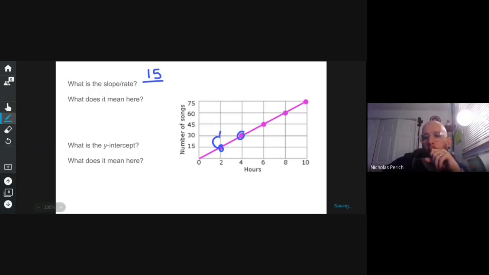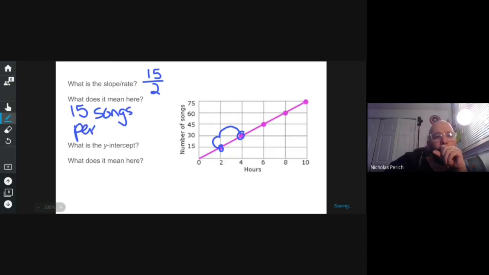When I go over 1 block, I go over 2 hours. So 15 over 2. What does it mean here? I'm talking about songs and hours. So we will say, I don't know if I'm downloading, listening to, or writing, we will say 15 songs per 2 hours. So maybe I have a nice rap album playing. And I can listen to 15 songs per 2 hours.